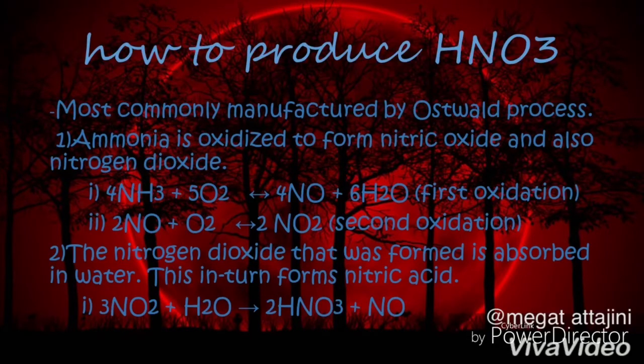So now, we need to know how to produce HNO3. Firstly, HNO3 is commonly manufactured by the Ostwald process. The first step of producing HNO3 is that ammonia is oxidized to form nitric oxide and also nitrogen dioxide. It involves two stages of oxidation. Second step, the nitrogen dioxide that was formed is absorbed in water. This will form nitric acid.